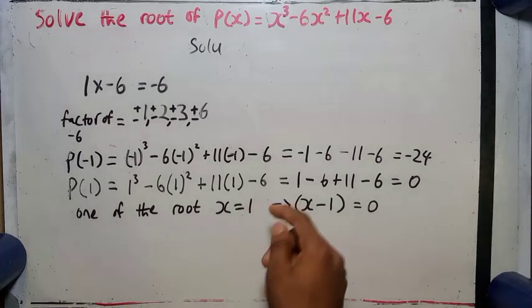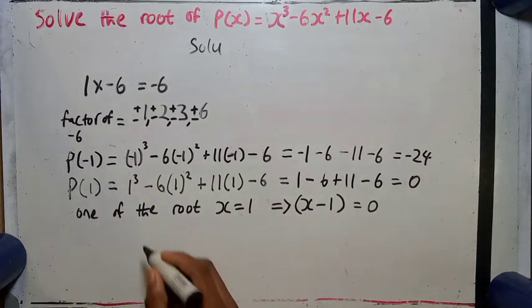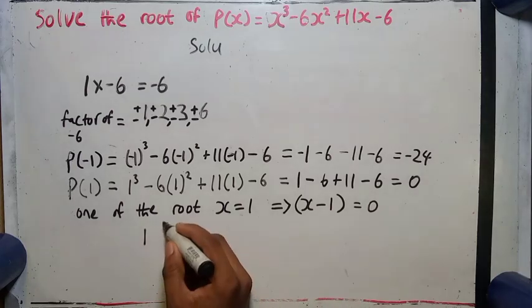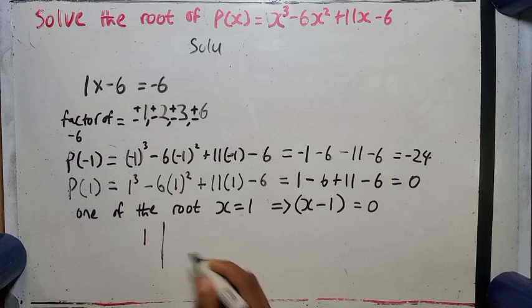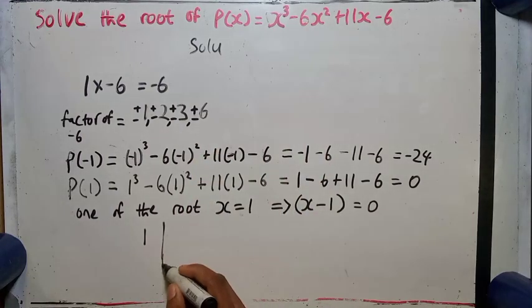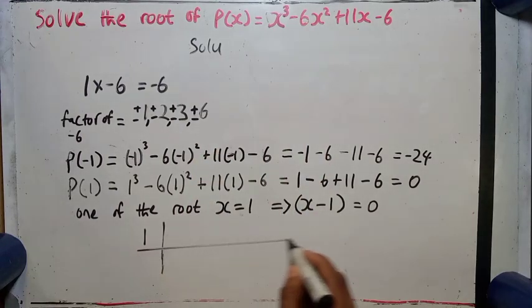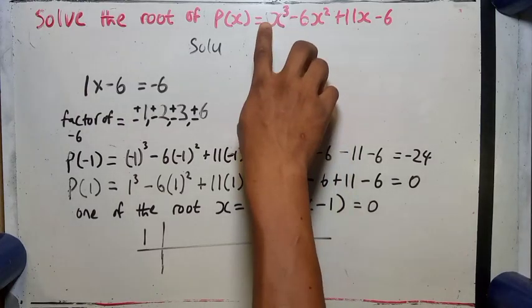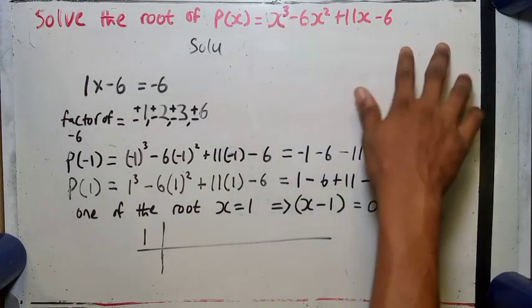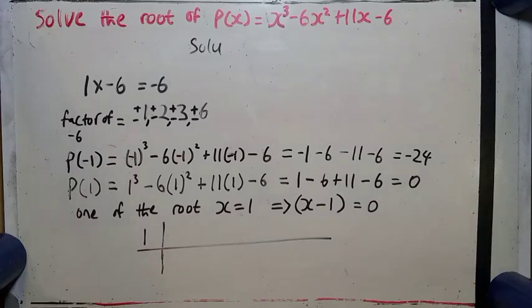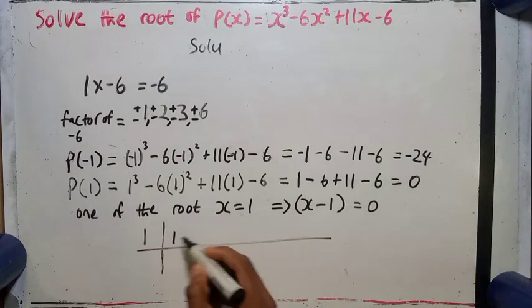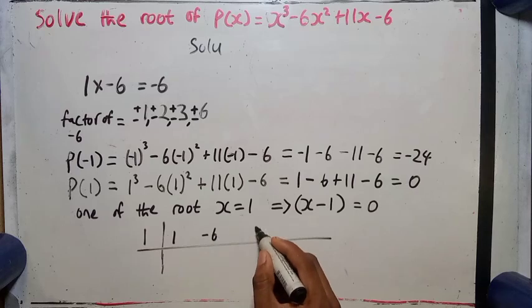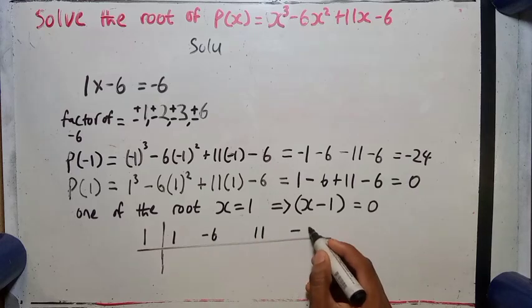are you get your 1 and you draw a line like a table. Then each of the coefficients of your equation given, which is 1, minus 6, 11, and minus 6.